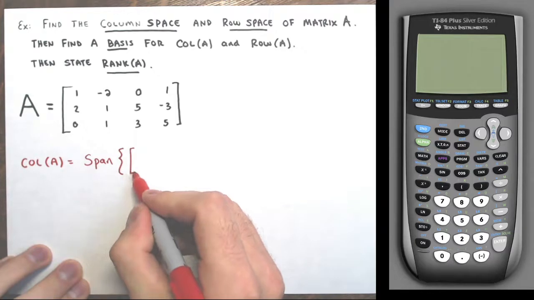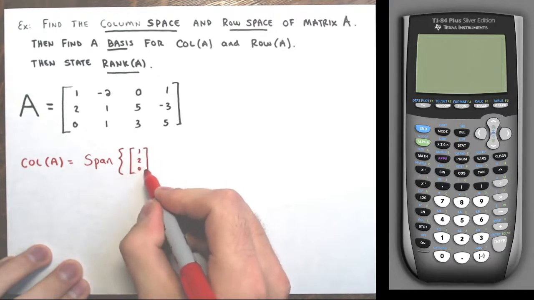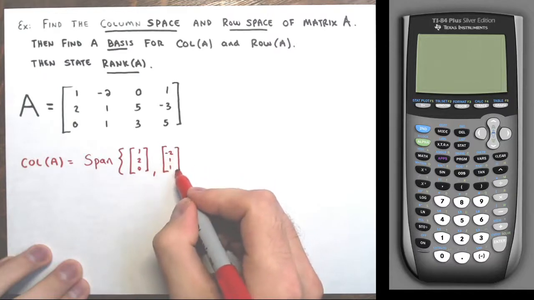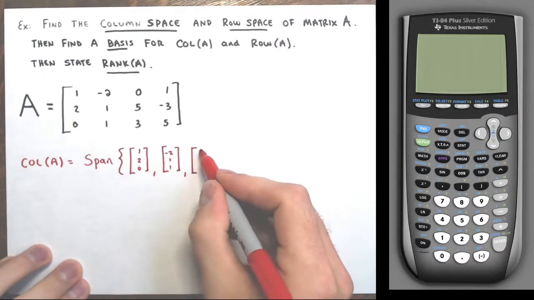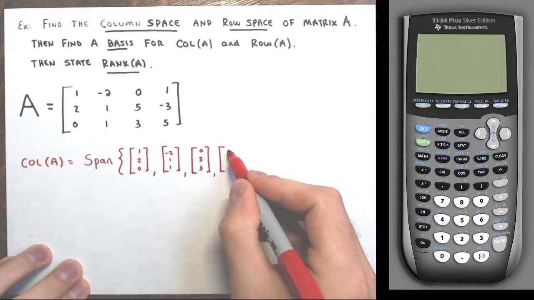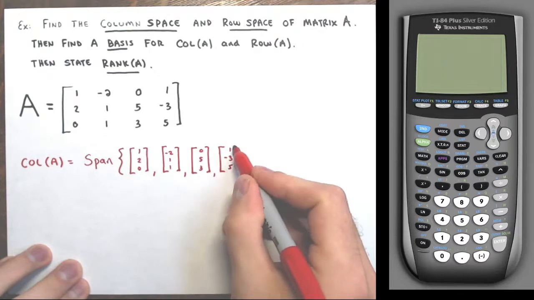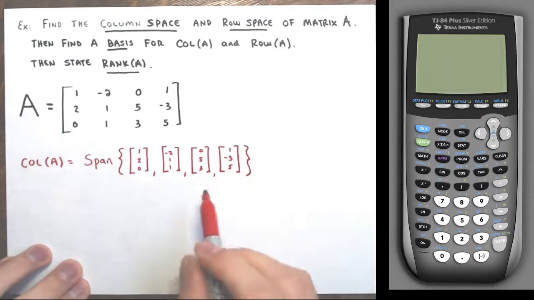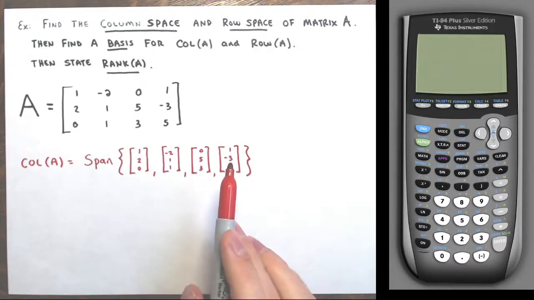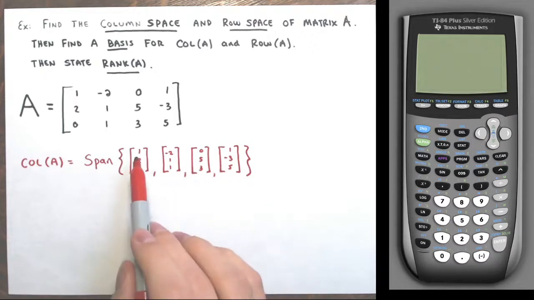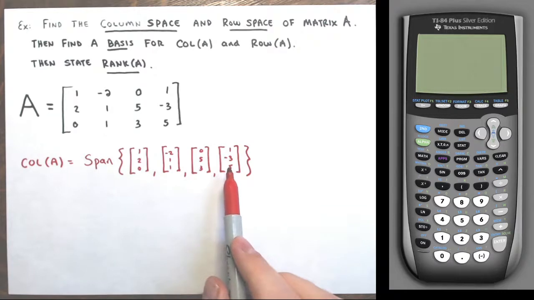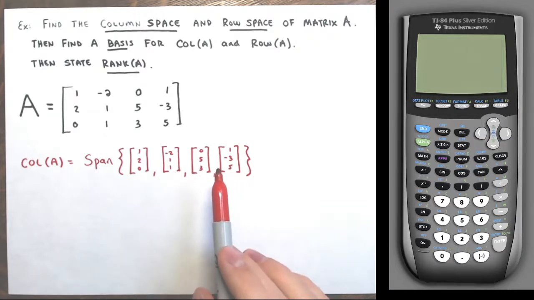of the column vectors (1, 2, 0), (-2, 1, 1), (0, 5, 3), and (1, -3, 5). All right, but this is all well and good. This is the column space. There are 4 vectors here, but only 3 components in each vector. So this is going to be a linearly dependent set, meaning I don't need all of these to span the space.